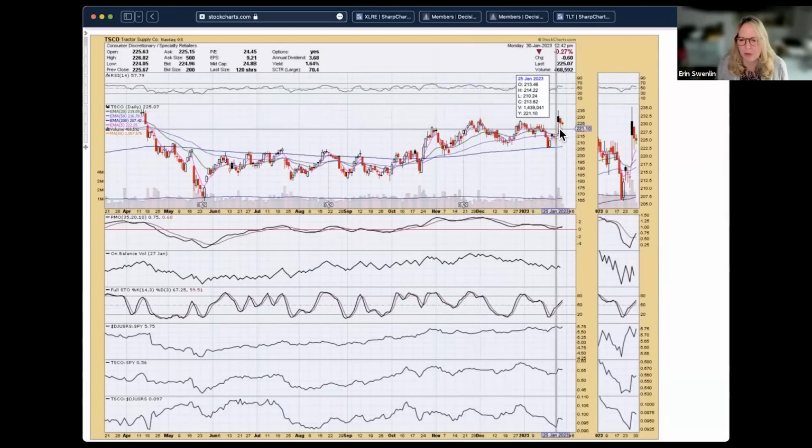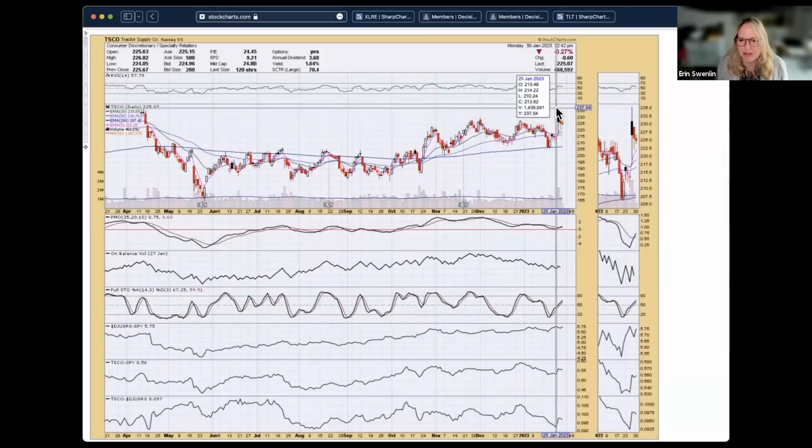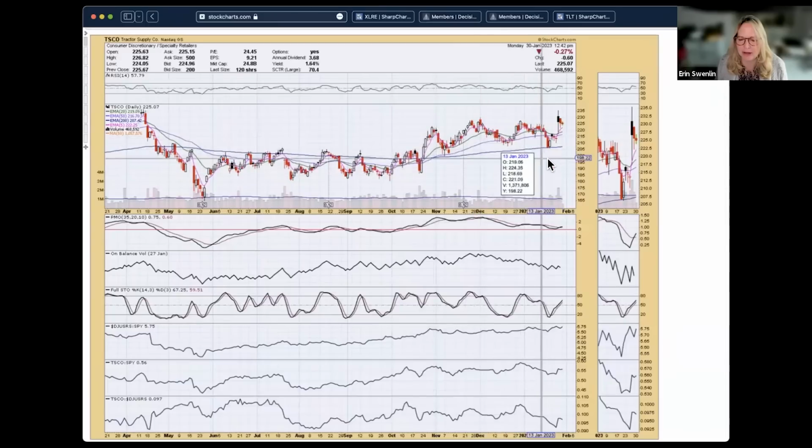I certainly see it as a hold, but I would want to tighten my stop just because of the way that price weakness is showing up. And particularly if I was able to have gotten in back here or down here, I'd probably be looking to shave that position personally.